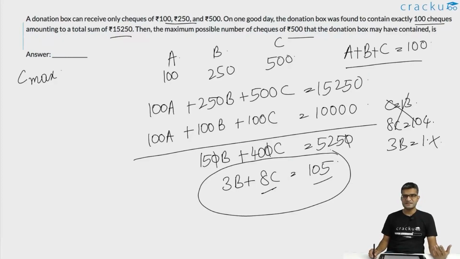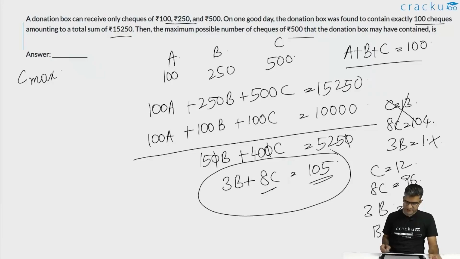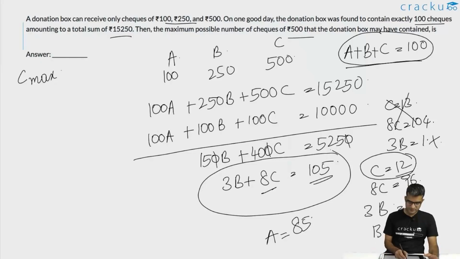What is the next highest possible multiple of 8? That is 96. In that case, C is equal to 12 and 8C is equal to 96. In which case, 3B will be 105 minus 96, which is equal to 9, or B is equal to 3. This seems to be valid. We can also calculate the value of A, because A plus B plus C is equal to 100. And the value of A will be 100 minus 12 minus 3, which is equal to 85. All of them are whole numbers, so all of them are valid, and the maximum possible value of C is 12.